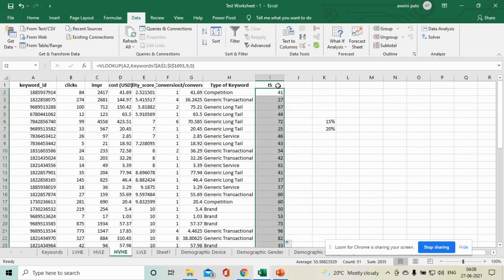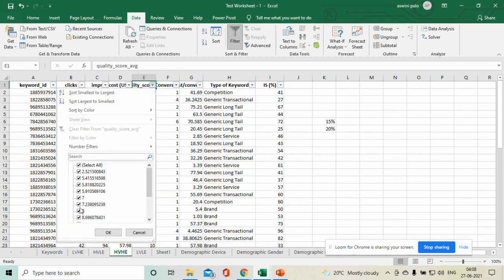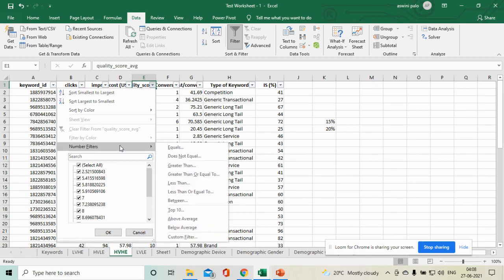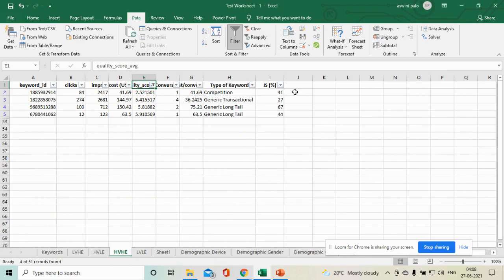Okay, guys. So now you have the impression share percentage here. Now these are your high efficiency keywords. Since the efficiency is high, you need to scale here. In order to scale, what should you do? Go to quality score, which are less than 6. Select them and improve quality score here.